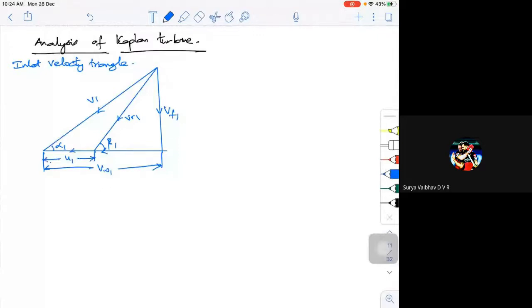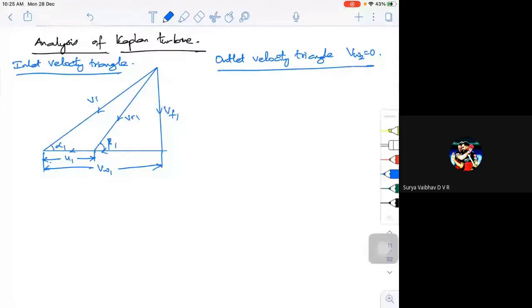What will happen to your outlet or exit velocity triangle with no whirl condition? In most of the Francis or other turbines we look at, the whirl at the exit is almost 0. That means I don't have any tangential component of velocity at the exit. If that is the condition, my outlet velocity triangle will look something like this. It's a right angle triangle.